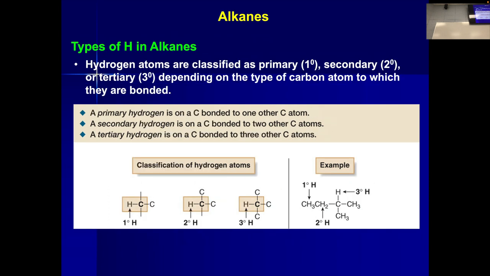All right, so primary carbons are attached to how many? One. Quaternary? Four. Secondary? Two. Tertiary? Three. Very good.